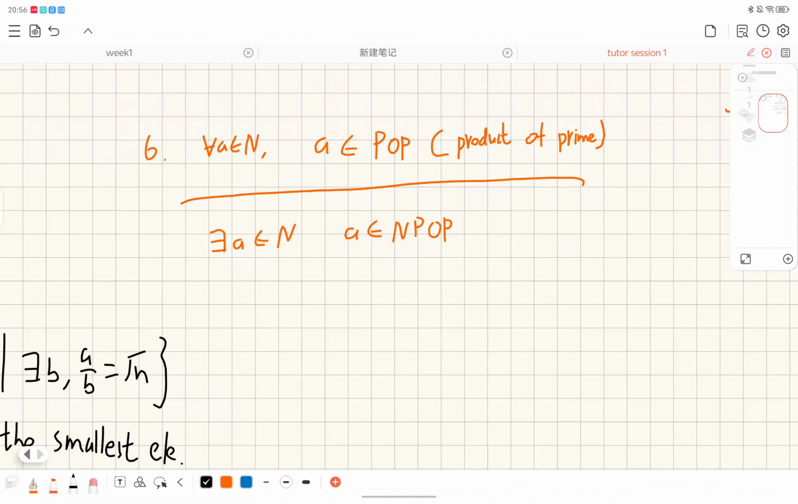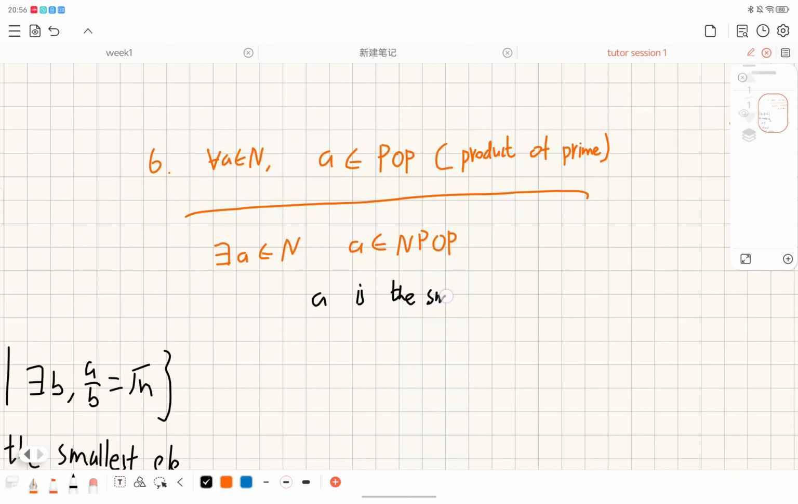For question 6, we want to show that every natural number can be represented as a product of primes, and we write POP as the set of all products of primes. For the converse of this one, we write NPOP. To show this is wrong, we want to show that there exists some a inside NPOP, which means NPOP is non-empty. So we suppose it's non-empty, and then we select a as the smallest element there.